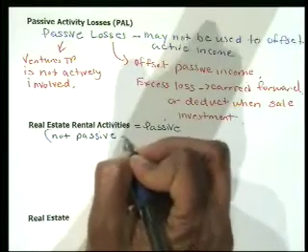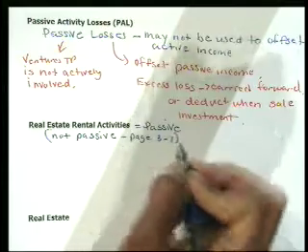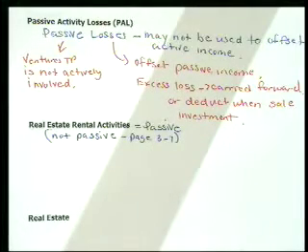In order to say that you're actively involved and that they're not passive, you want to meet the requirements on page 3-7. It says that more than 50% of the individual's personal service during the tax year is performed in the real property trade or business. So more than 50% of what you do is in this trade or business. And number two, that the individual performs more than 750 hours of service in the real property trade or business in which he or she claims material participation.